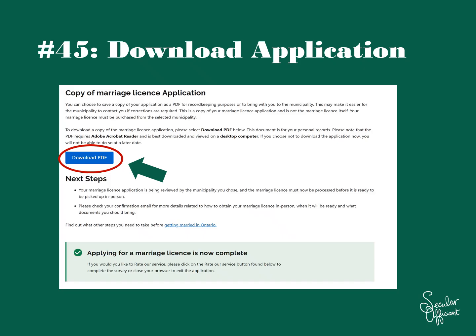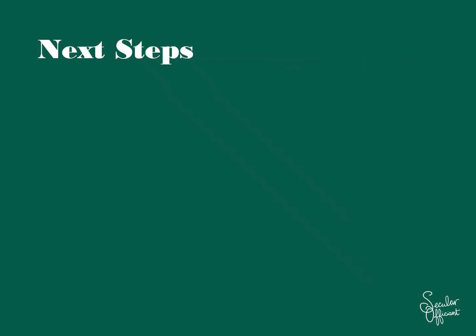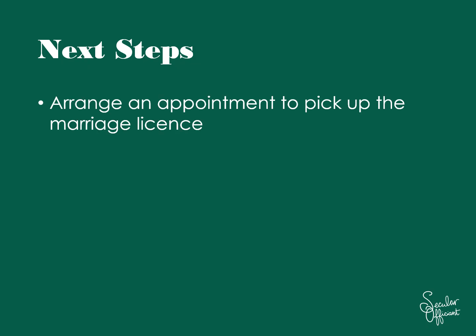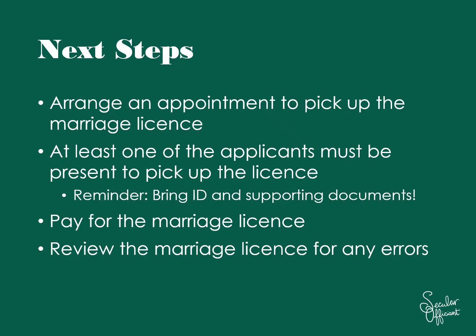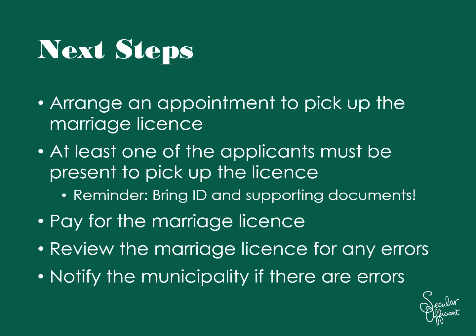Congratulations on completing the ServiceOntario online marriage license application. The following information is some next steps for you and your partner to take once you have submitted the online marriage license application. Arrange for an appointment to pick up your marriage license. At least one of you has to be present to pick up your license. Remember to bring ID and supporting documents for you and your partner. Pay the marriage license fee. Review the marriage license for any errors. Notify the municipal office if there are any errors.